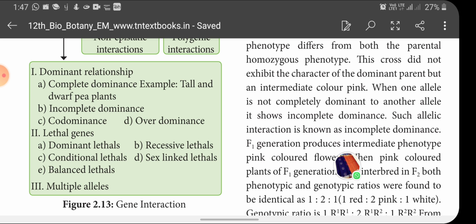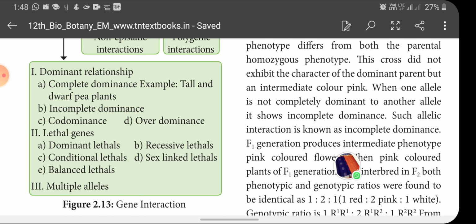When the two alleles are present together, neither of the alleles will dominate the other. Both are expressed together in the organism, so the person will get the AB blood group. And this is called what? Codominance. When two different alleles are expressed together in an individual, it is called codominance. Over dominance is another example for that.